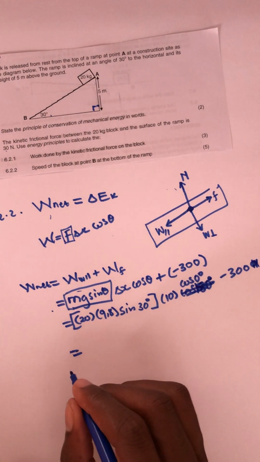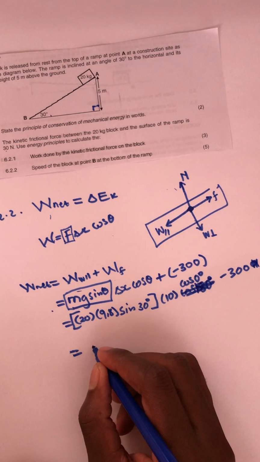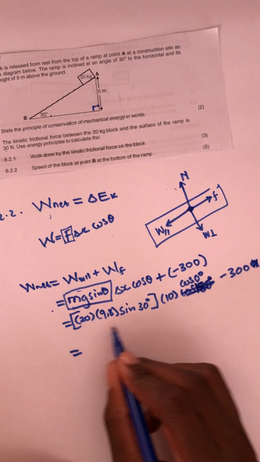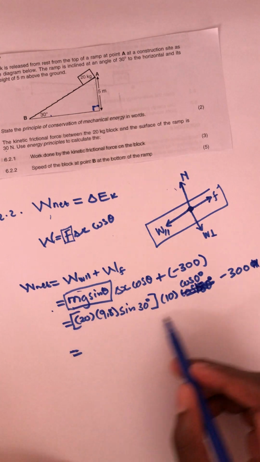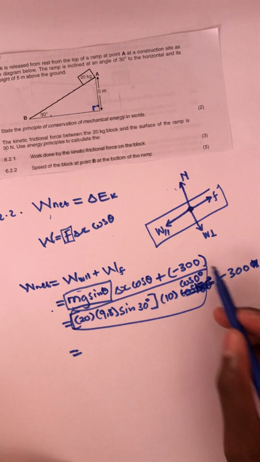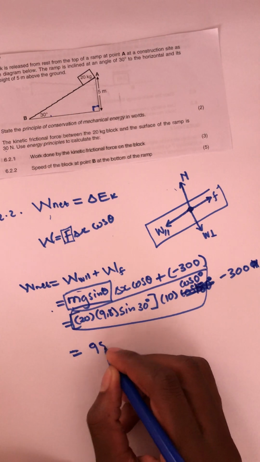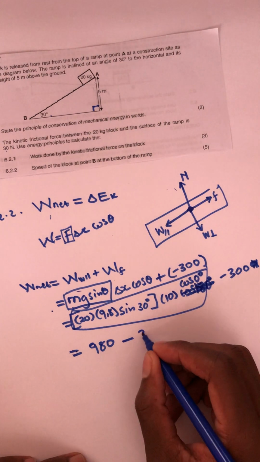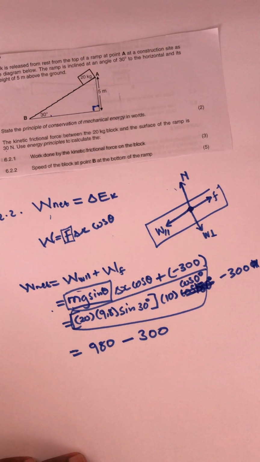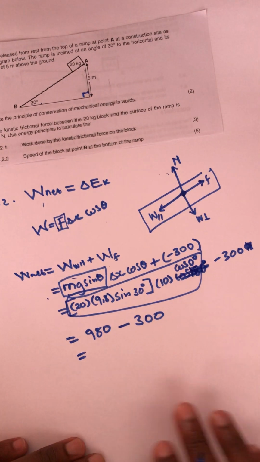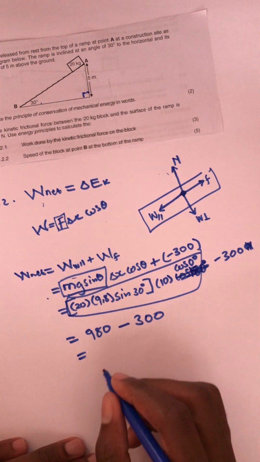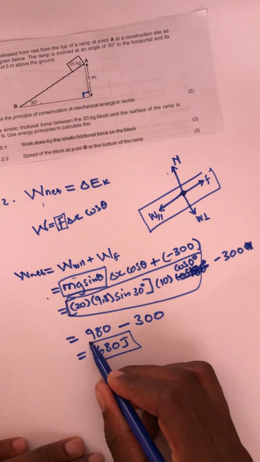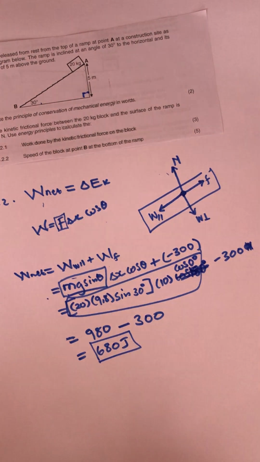So the whole answer from here will be 980, then minus the 300 for frictional force. So now, what is 980 minus 300? It's just 680 joules. So this is the net work done on an object.